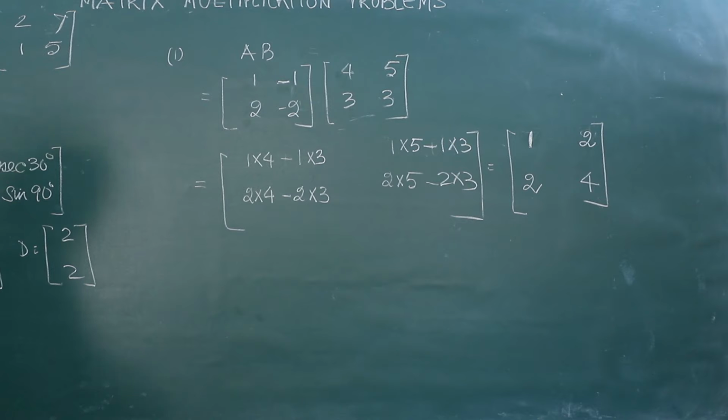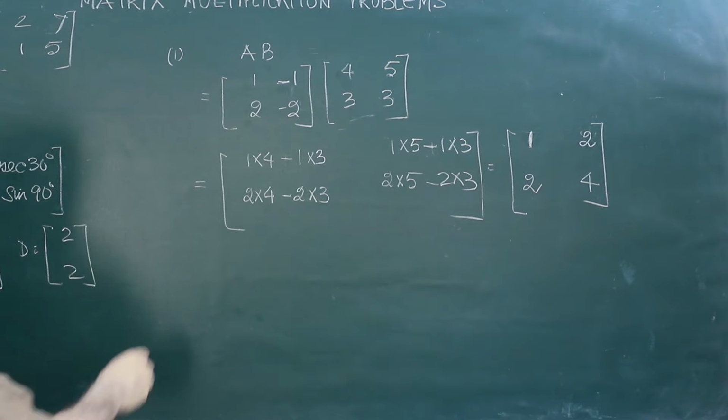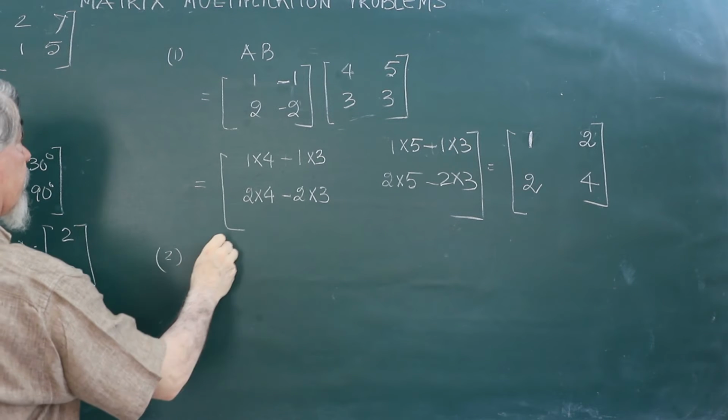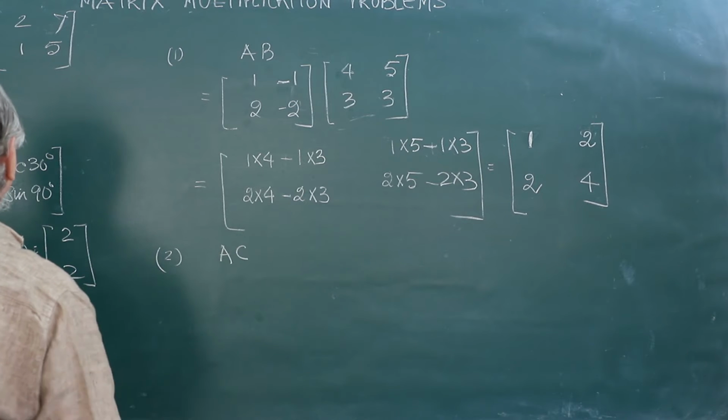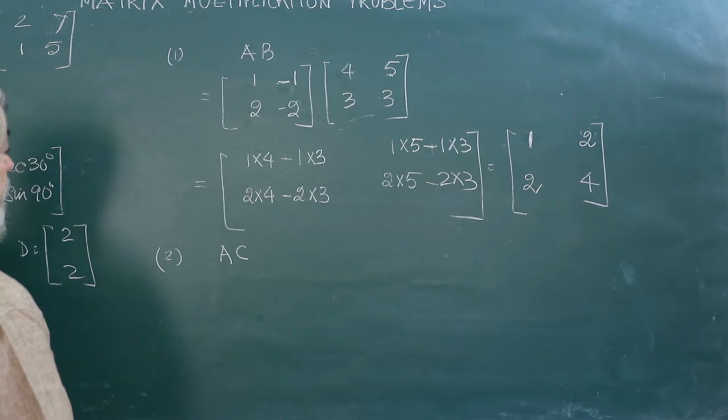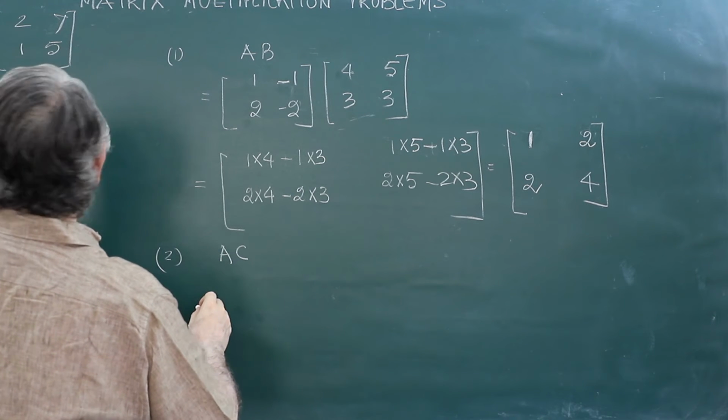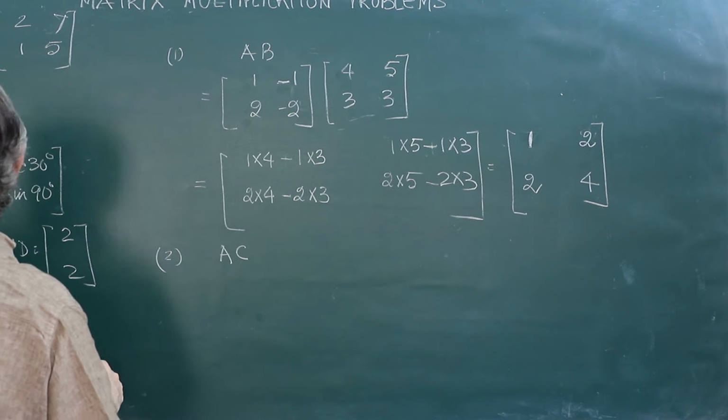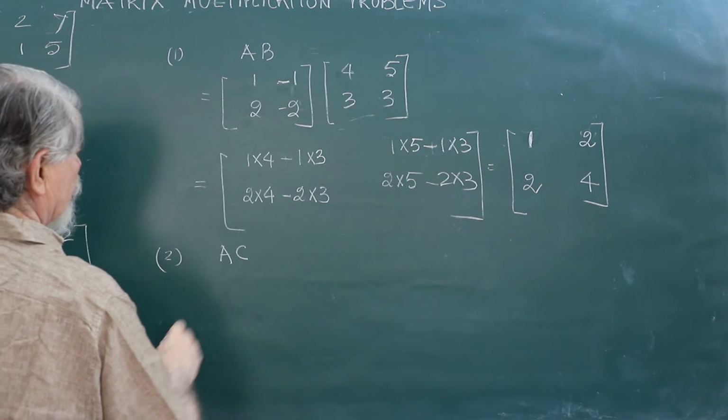So AB is 1, 2, 2, 4. Now let us see matrix AC. Second one is A into C. Let us see what is A. A is 1, minus 1, 2, minus 2.